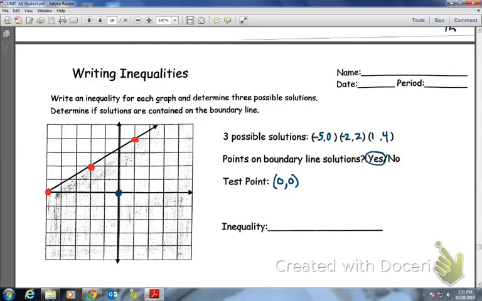So I need to write the inequality, which means I need to know what the equation of this line is. So here's how I'm going to find out what the equation of this line is. I'm going to look at my slope. So I did a rise of 1, 2 over 1, 2, 3. And then I just wanted to check it, so I did it one more time. I rose 1, 2 and over 1, 2, 3. So my slope is 2 over 3. So I wrote m equals 2 over 3.